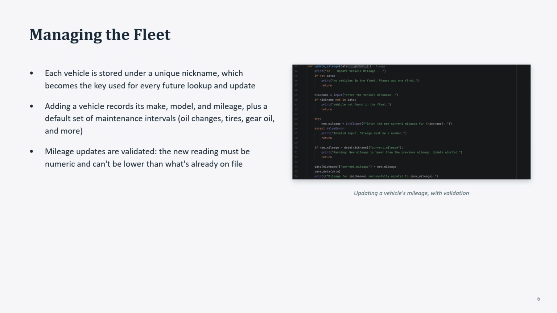Mileage updates are also validated. The new reading must be numeric and cannot be lower than what's on file. Obviously, the mileage of a vehicle is not going to decrease from what it was, so these error codes are important. Obviously, the mileage cannot be not a number, so using these try and except formatting, we can further increase the usability of the program and reduce the number of errors that might occur.